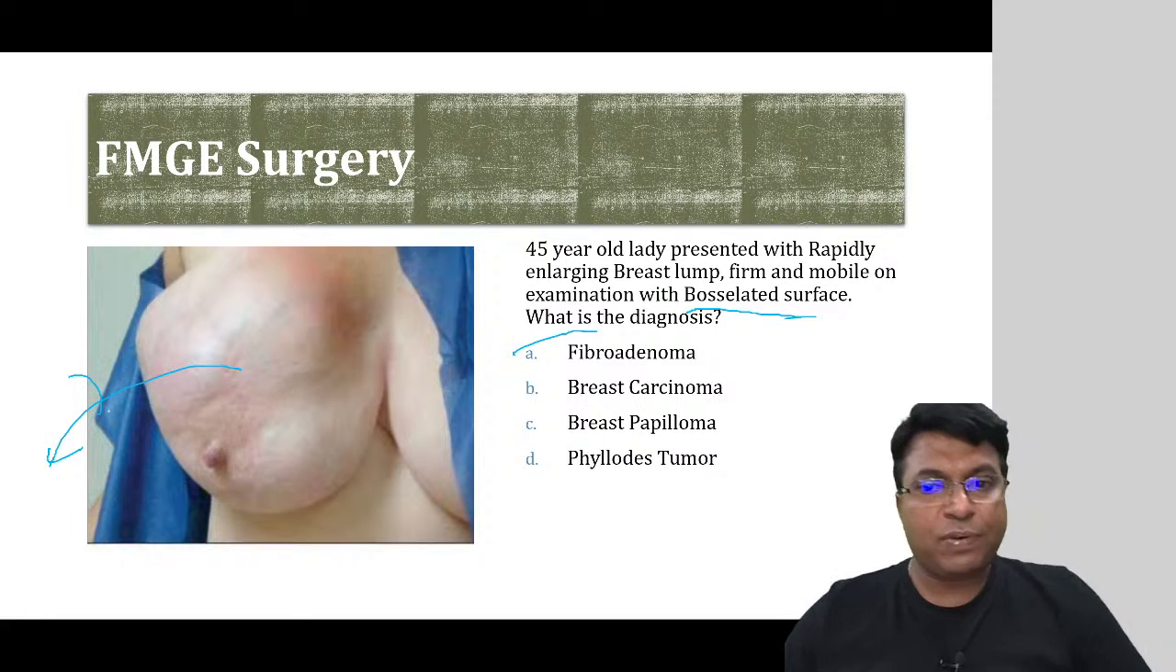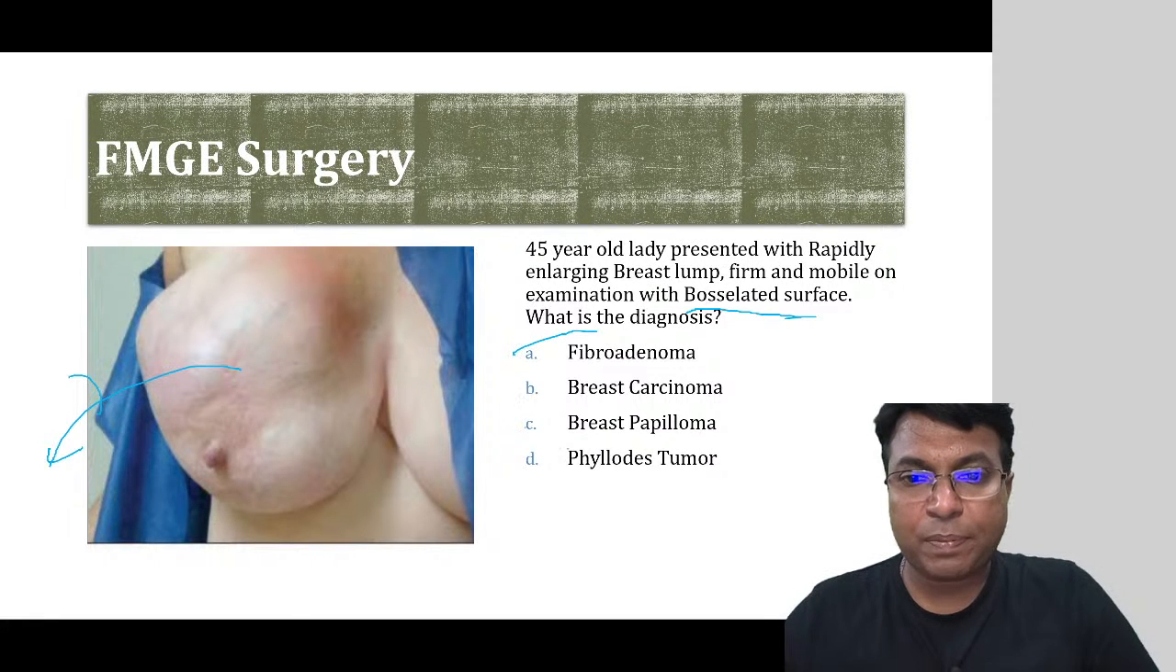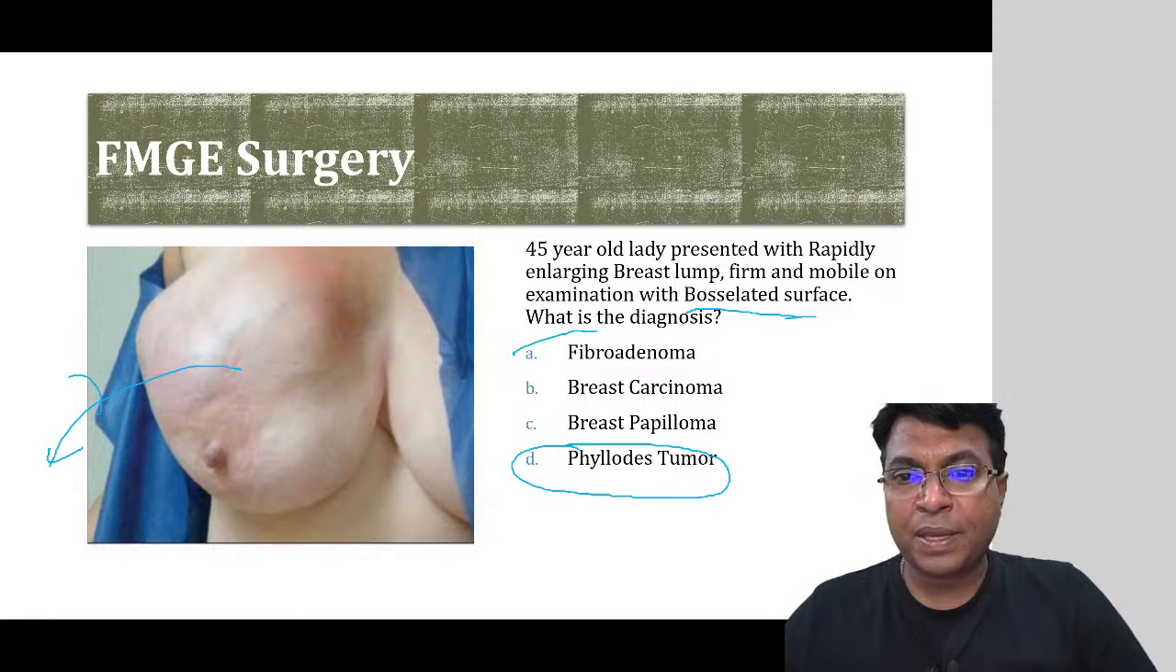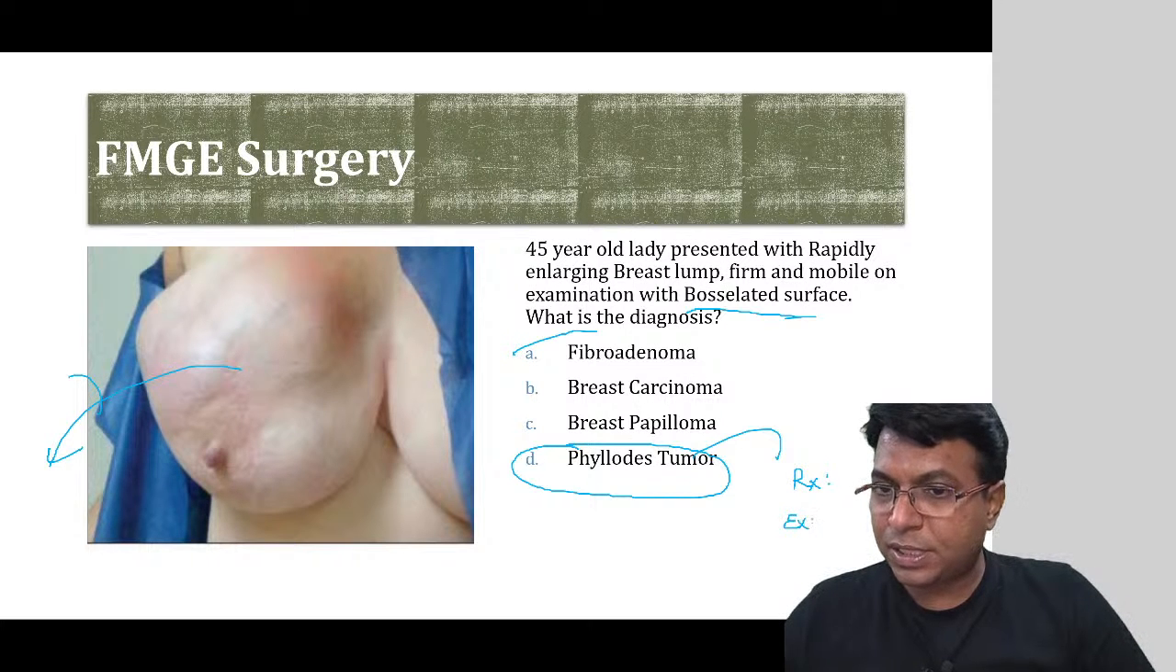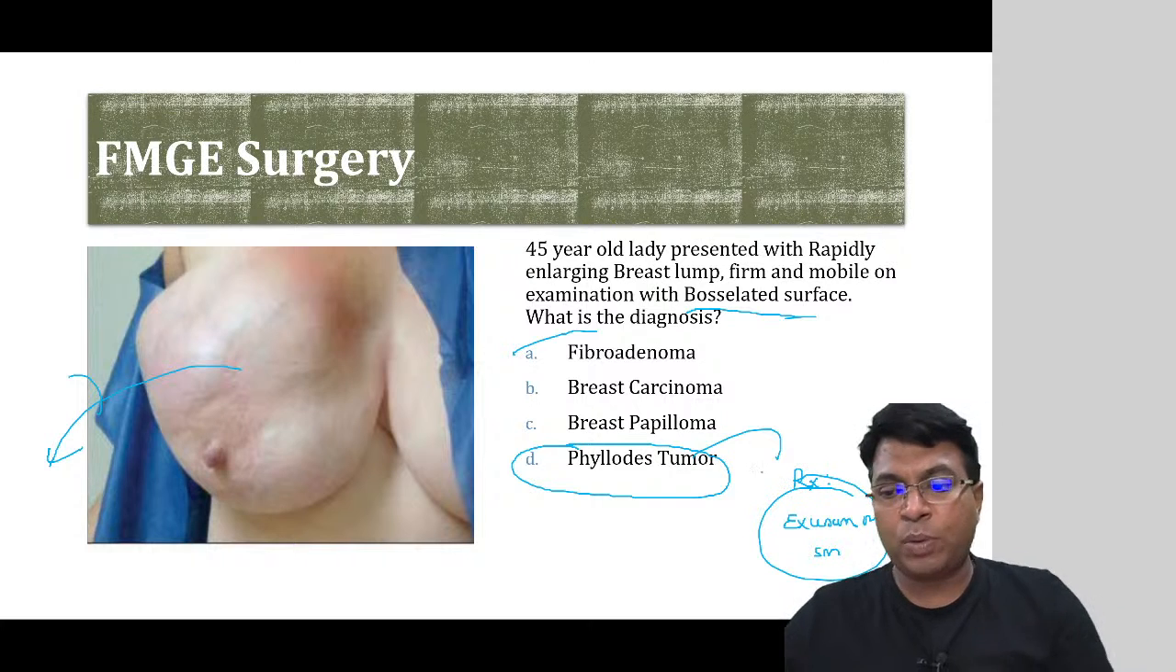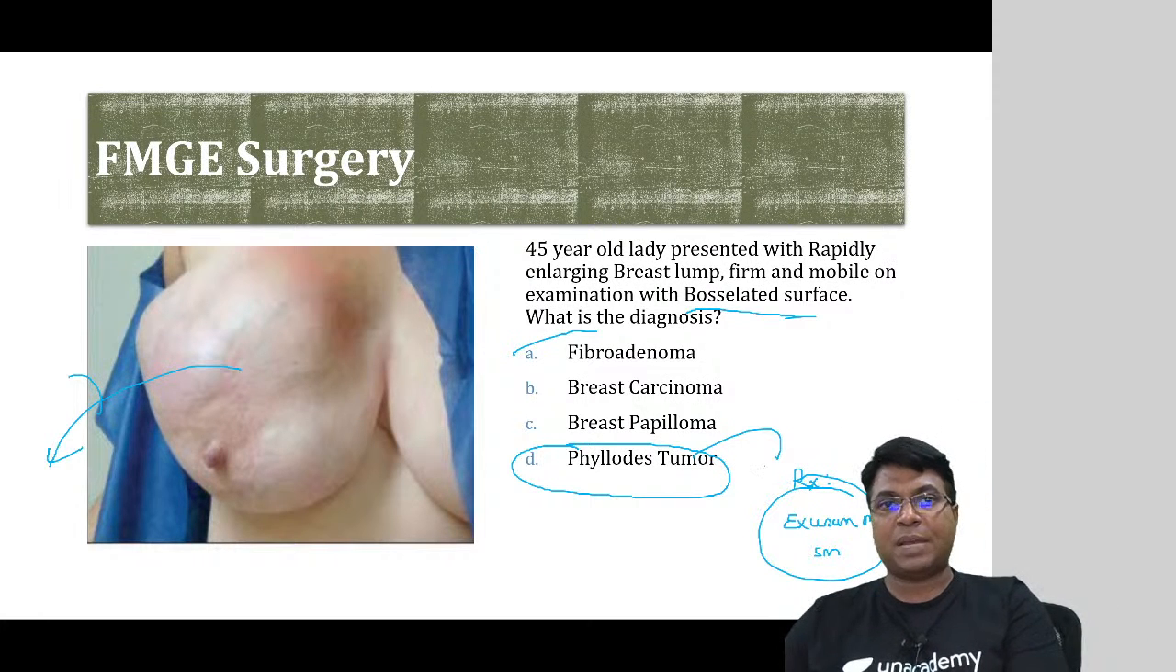Okay. So this is a Phyllodes tumor. Treatment is you have to go for excision of the tumor alone or simple mastectomy. An excision of the tumor or simple mastectomy is done for this type of Phyllodes tumor.